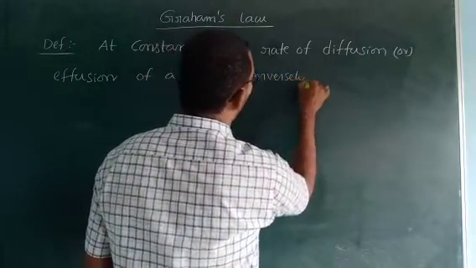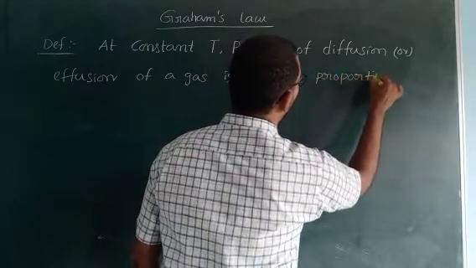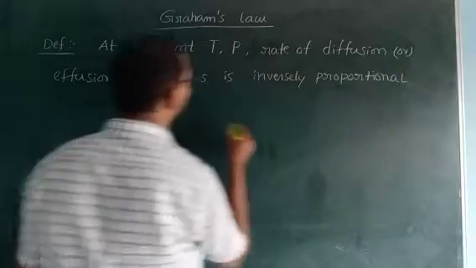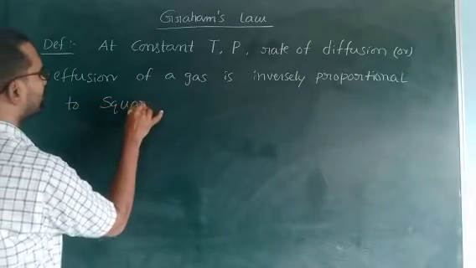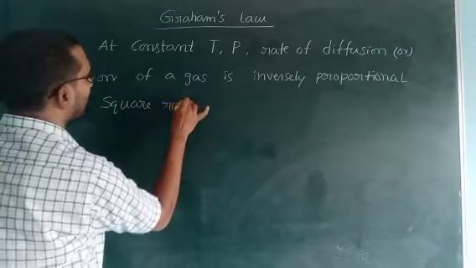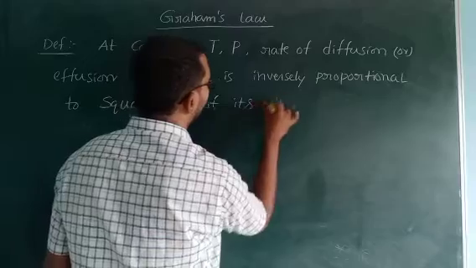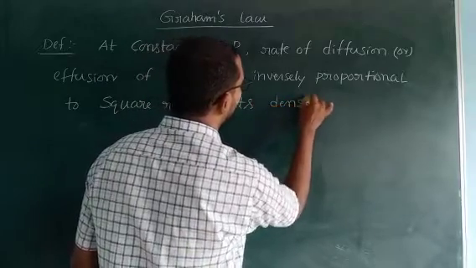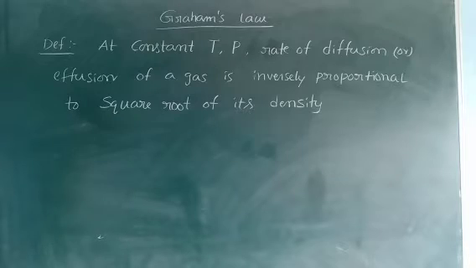inversely proportional to the square root of its density. This is the Graham's law definition.